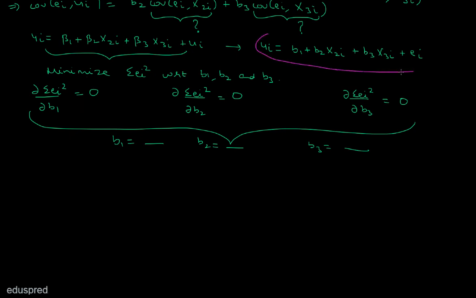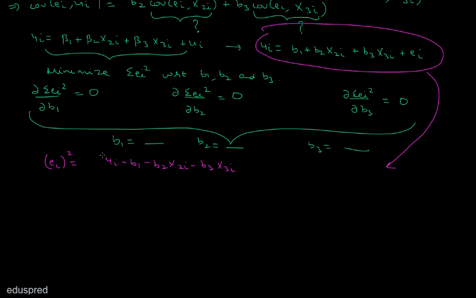So from this equation, I know that ei is equal to yi minus b1 minus b2 x2i minus b3 x3i. We have to minimize summation of ei square. So if this is what ei is equal to, then ei square will be equal to the square of this term, and summation of ei square will be equal to summation of this. So this is what we have to partially differentiate with respect to b1, b2 and b3.